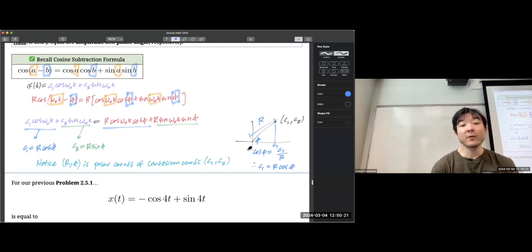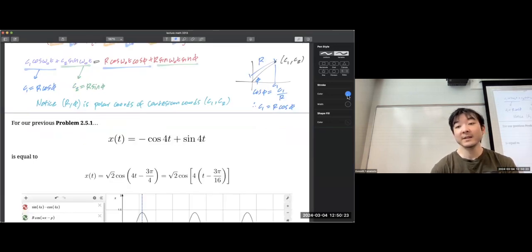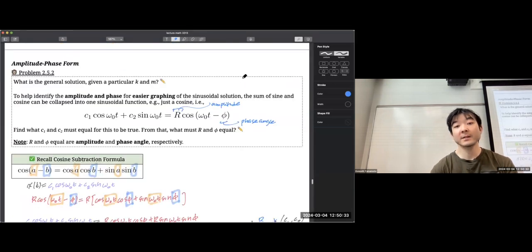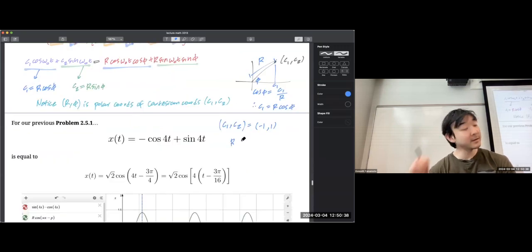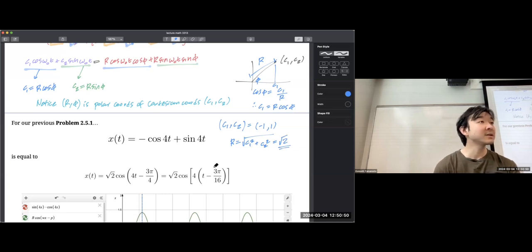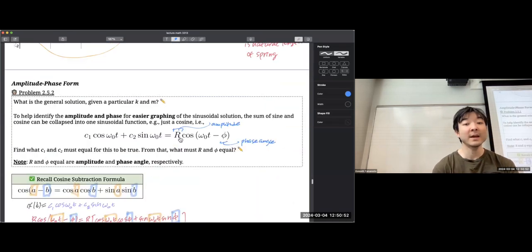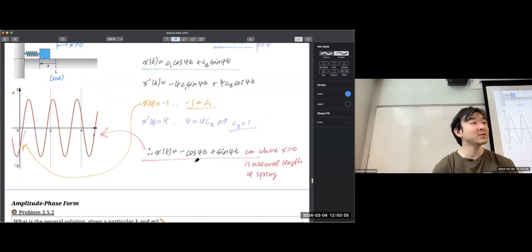For the problem we just had, C1, comma C2 was equal to -1, comma 1. C1 is -1 and C2 is +1. So what must our R have been? Square root of C1 squared plus C2 squared, which is going to equal square root of 2. So the amplitude of our oscillations is square root of 2, because R is the amplitude. That's not immediately obvious from looking at this, right?